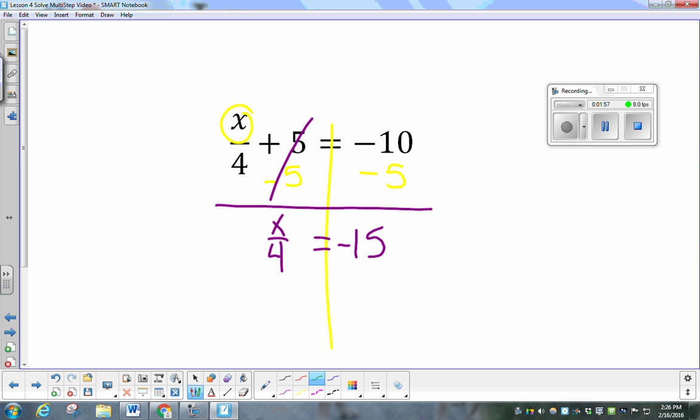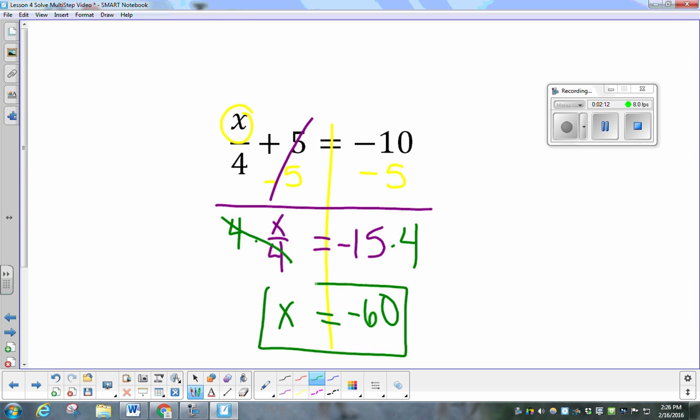Now I've just got to get rid of this divided by 4. So I multiply by 4. Write it up here so they cross out. 4 over 4 is 1. And I multiply by 4 on the other side. Here I'm just left with x, and negative 15 times 4 is negative 60. So negative 60 is my solution here. Again, you can plug that back in and make sure it works. Negative 60 divided by 4 is negative 15, plus 5 is negative 10.